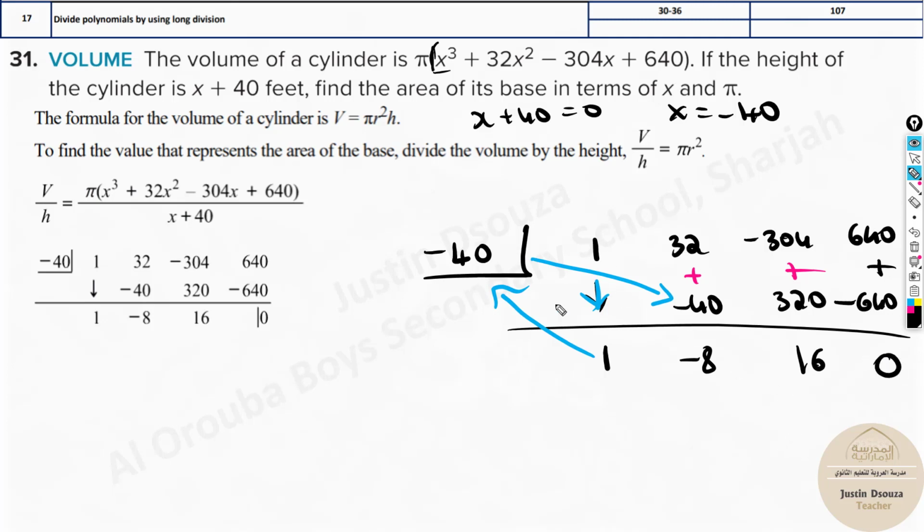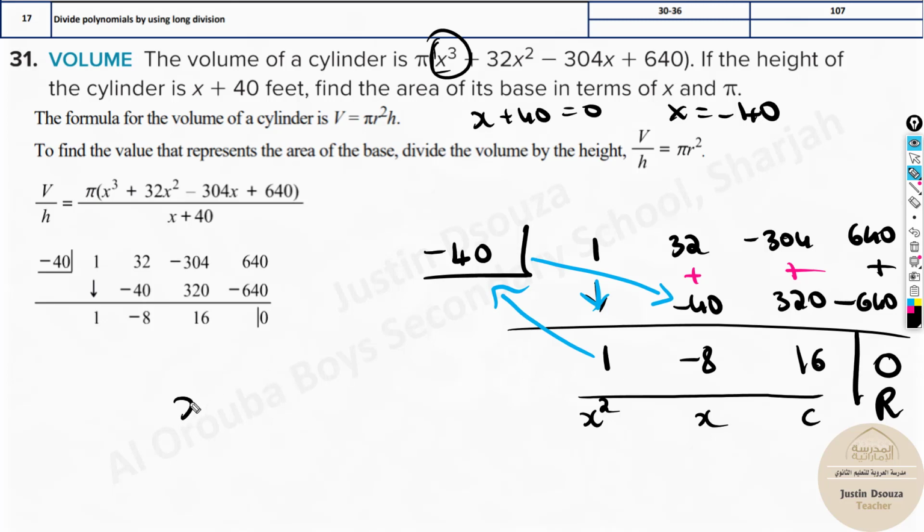You continue the same procedure all the time till the end. Now this last term is always the remainder and the rest is the quotient. Now always, what you started with, you started with x cube, right? The quotient will be 1 degree less all the time. Here this is x square, x, and the constant.